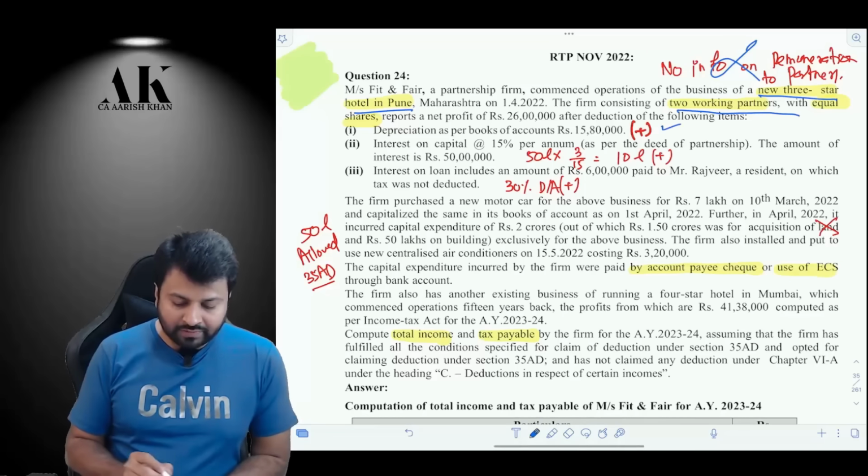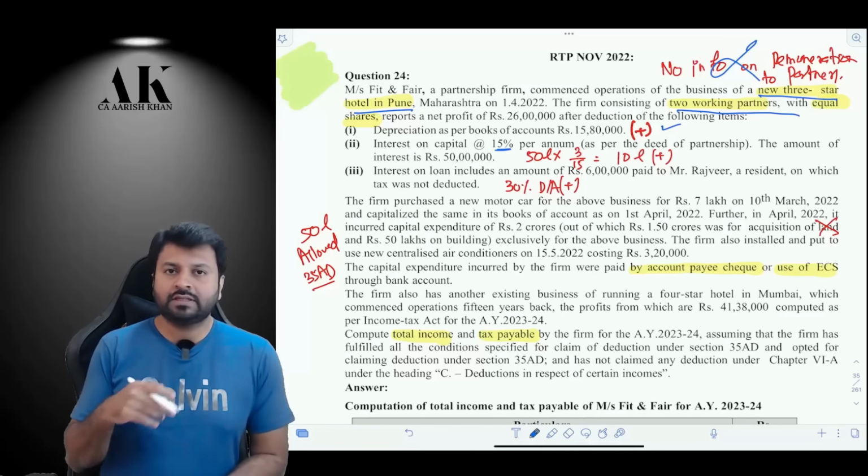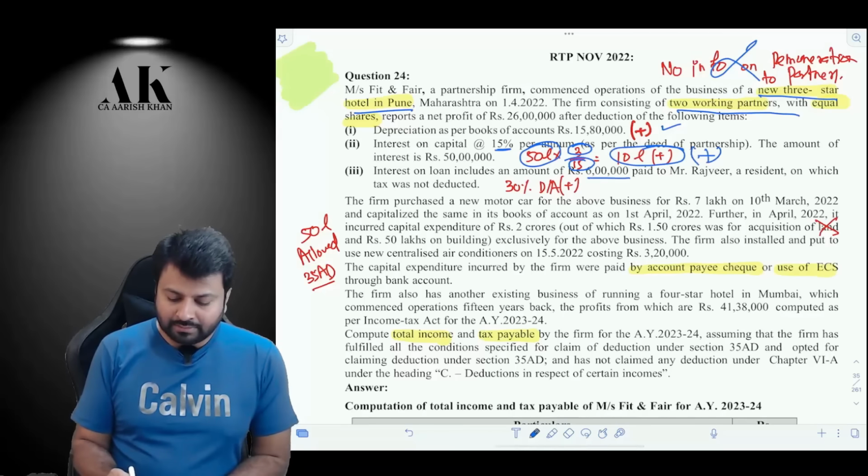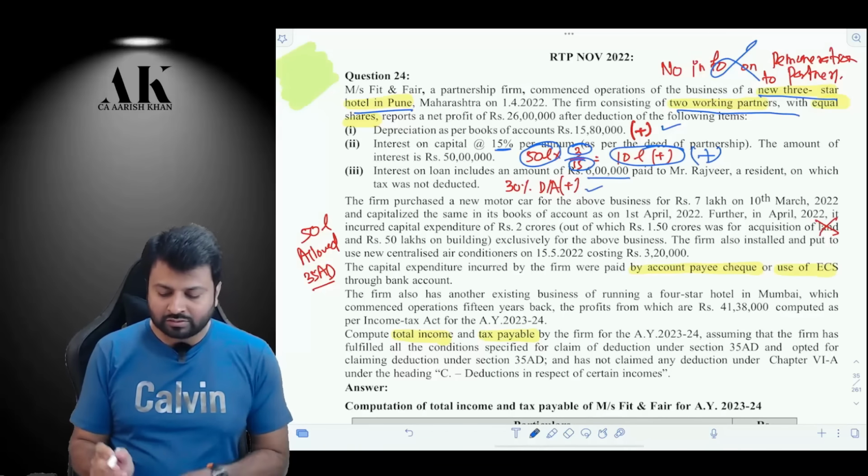First of all, the depreciation will be added back. The interest which they are paying is 15%. Therefore, you have to add back 3%. So I'm computing 50 lakhs into 3 divided by 15, I'll get the 3% interest. I will add that. Okay. And then some amount is paid to some person on which TDS is not deducted. So 30% of that will be disallowed.